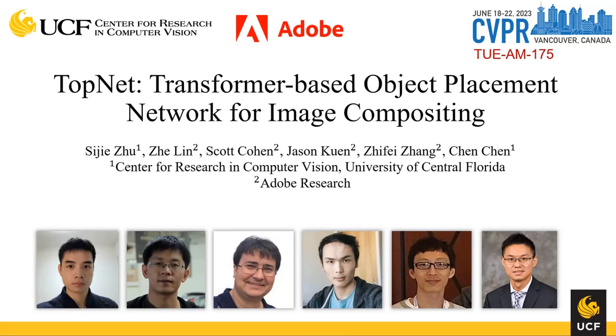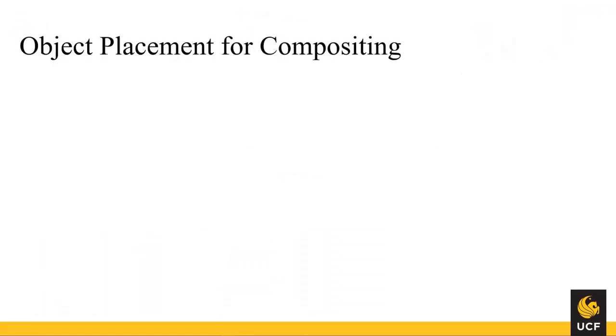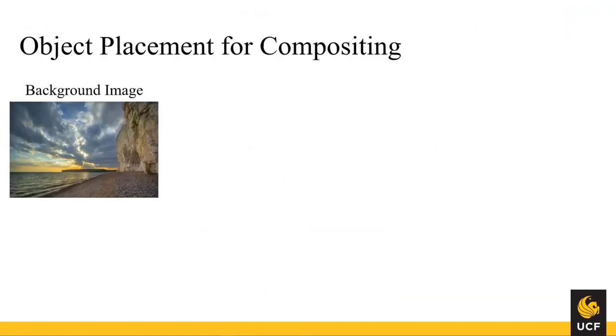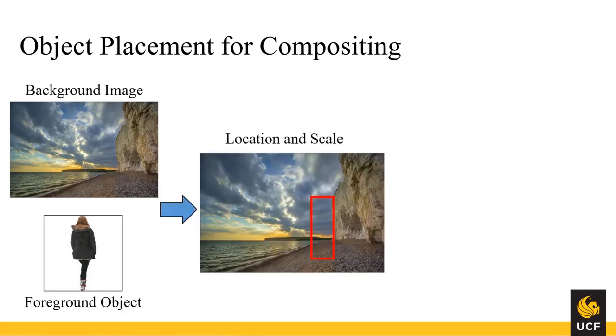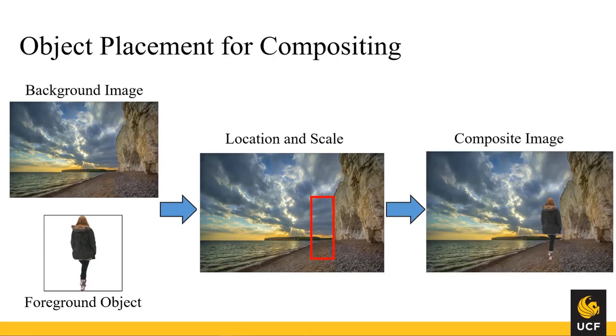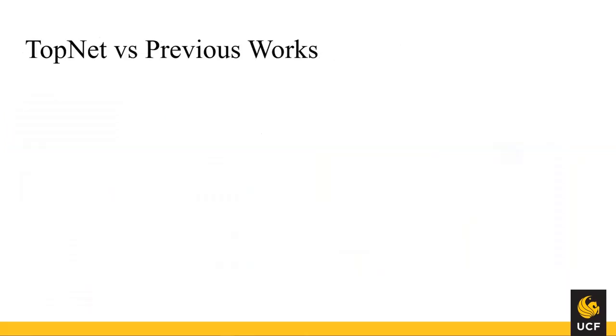This video introduces TopNet, a transformer-based object placement network for image compositing. Here's the problem statement. Given the background image and the foreground object, the goal is to find the best location and scale to place the object, so that a realistic composite image can be generated.